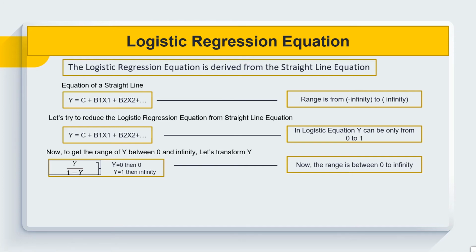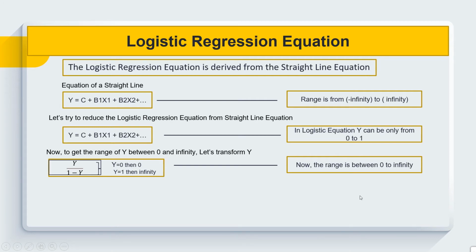So 0 over 1 minus 0, which is equal to 1. So 0 over 1 is again 0. And if you take y equals 1, then 1 over 1 minus 1, which is 0. So 1 over 0 is infinity. So here my range is now between 0 to infinity. But again, we want the range from minus infinity to infinity.